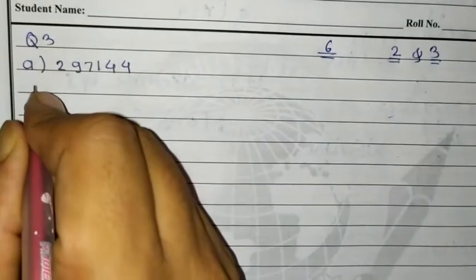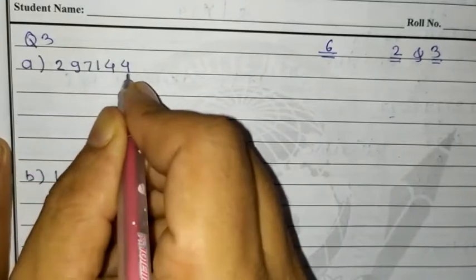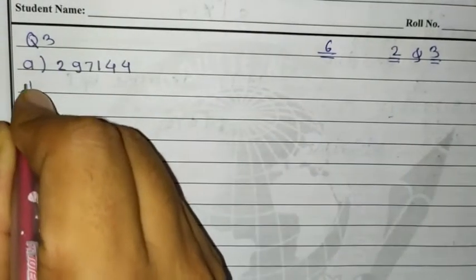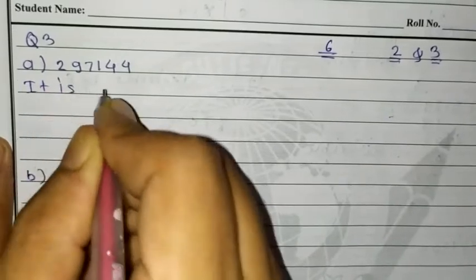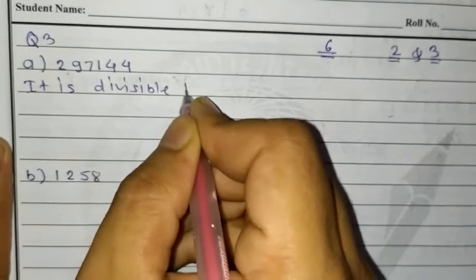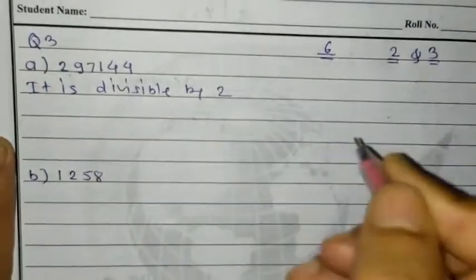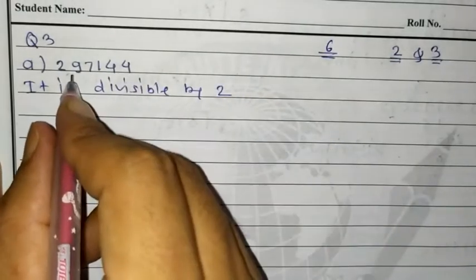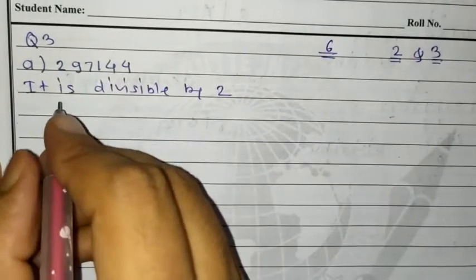So you can write here, the last digit is 4, so it is an even number, so you can write it is divisible by 2. Okay, and about 3, how will you calculate whether it is divisible by 3?